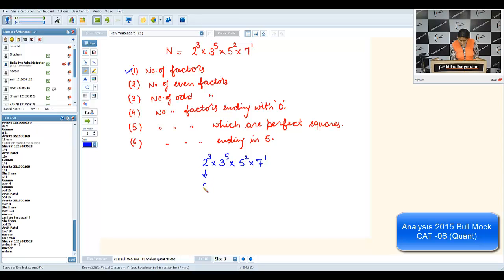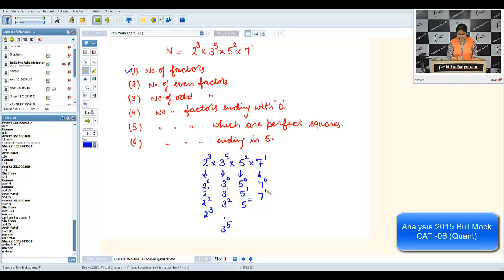So, 2 raised to power 0, 2 raised to power 1, 2 square, 2 cube. These many factors we can take for 2 cube. For 3, we can take 3 raised to power 0, 1, 2 and 3 raised to power 5. For 5, it will be 5 raised to power 0, 1, 2, since we should be in factors only. So these many permissible powers are there. Are you getting me or not?